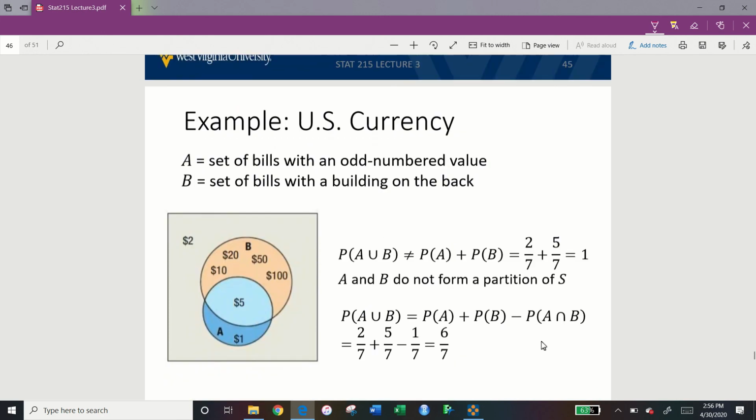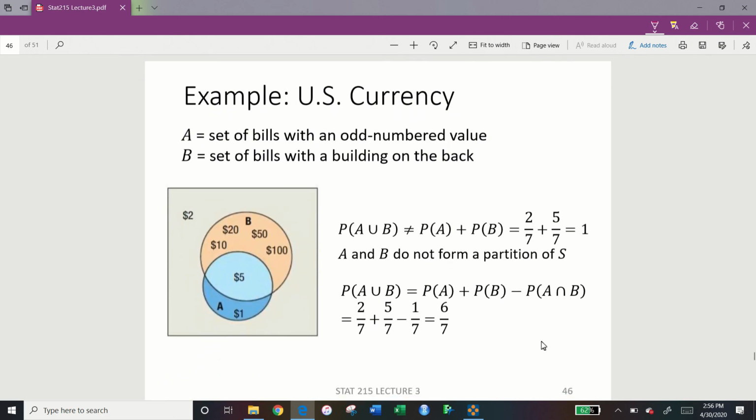At this point, let's go back to our US currency example and do some addition. So, let event A be the set of bills with an odd number value, and we are going to let event B be the set of bills with a building on the back. If we wanted to find the union of A and B, we would not just say the probability of event A plus the probability of event B. A, we can see, is 2/7 and B is 5/7. That equals 1. That is a full partition. That's our whole sample size.